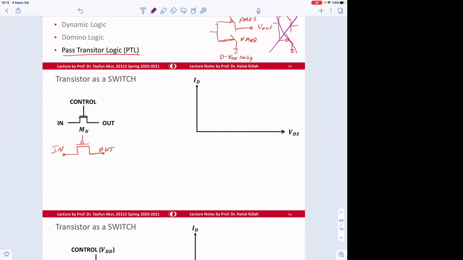So if the control signal is applied here, let's say, I guess control is VDD, so that we turn it off or turn it on. So when it's on, we think that this is going to be switching. So if there's a 0 volt here, so V out, okay, what is going to be V out? What is going to be the voltage at the output?